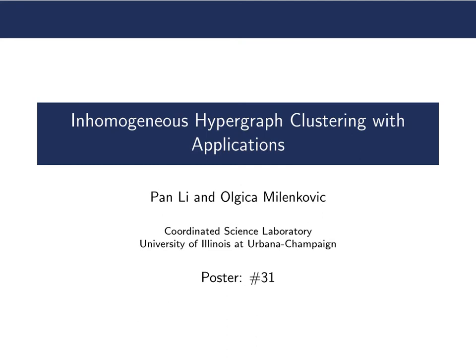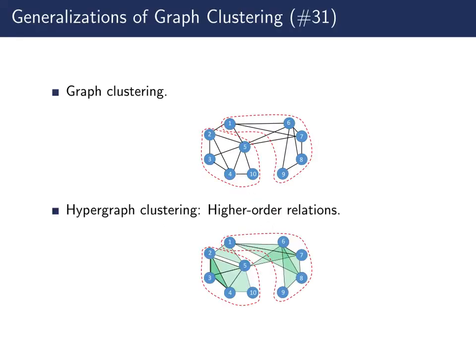This is a spotlight video for our paper, Inhomogeneous Hypergraph Clustering with Applications. Graph clustering is a process of grouping vertices in a graph according to some predefined constraints, most often requiring that one maximizes the number of edges within the groups and minimizes the number of edges across groups.